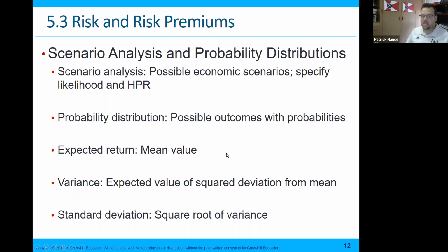Scenario analysis and probability distribution. Scenario analysis is the possible economic scenarios used to specify the likelihood of a holding period return. Probability distribution is the possible outcomes with probabilities, where we use standard deviations and normal returns. So we have the expected return, which is the mean value. We have the variance, which is the expected value of a squared deviation from the mean, and then we have a standard deviation, which is the square root of the variance.